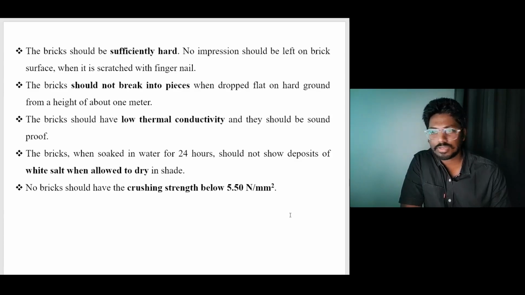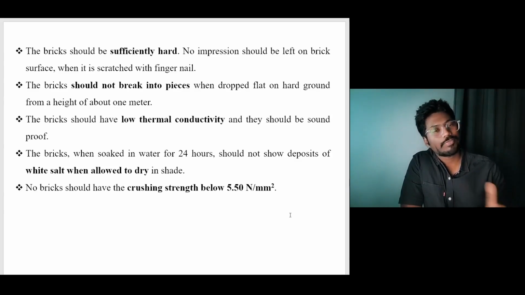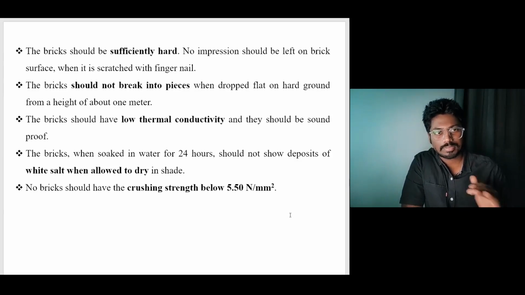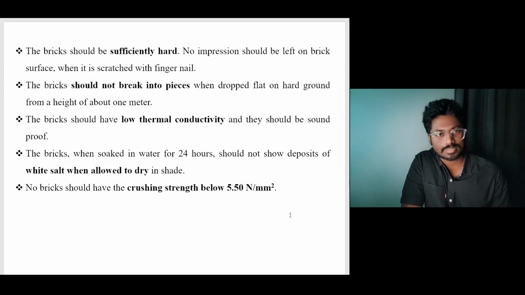No brick should have a crushing strength below 5.5 Newton per mm square. Now this is the minimum cutoff. You cannot afford to have a strength lower than 5.5 Newton per mm square. This is a minimum standard that a brick should be able to exhibit in terms of its use in construction practices.